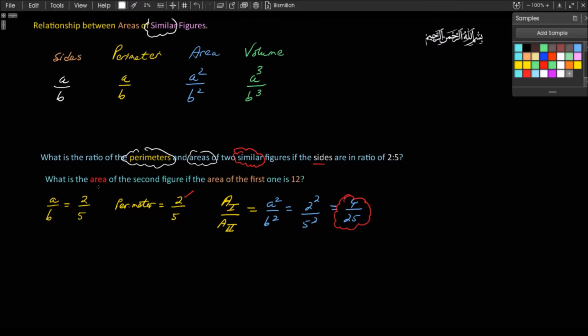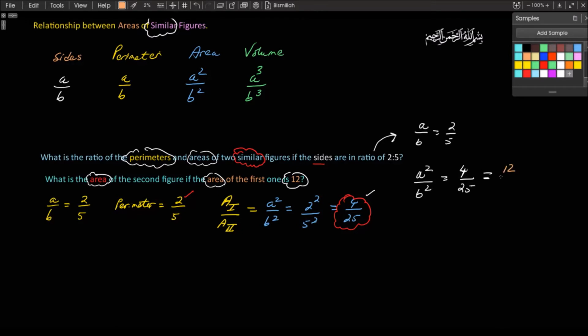Now we have a follow-up question. We asked, what is the area of the second figure if the area of the first figure is 12? Okay, so we know that the ratio of the sides is 2 to 5. And therefore, we have concluded over here that the ratio of their areas will be a squared over b squared, or 4 over 25. So if that's the ratio of their areas, what would be the area of the second figure if the area of the first figure is 12?